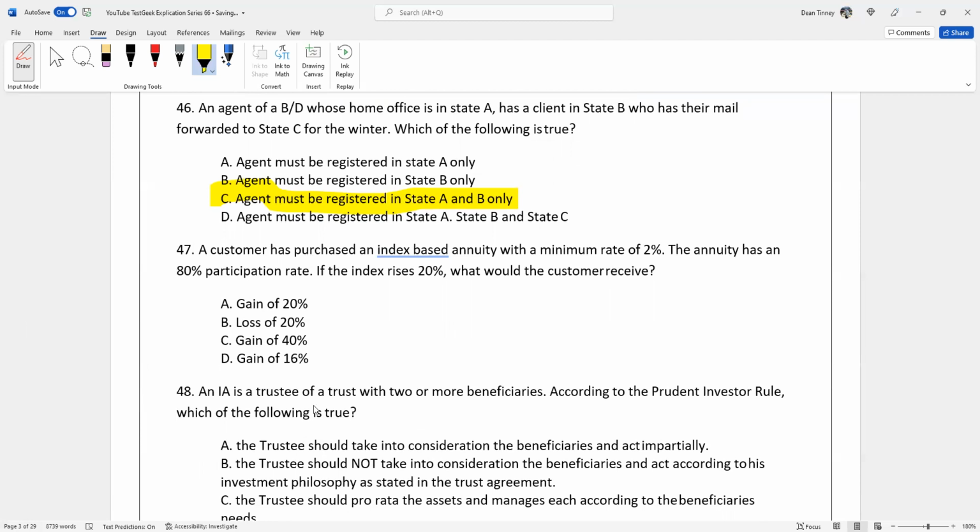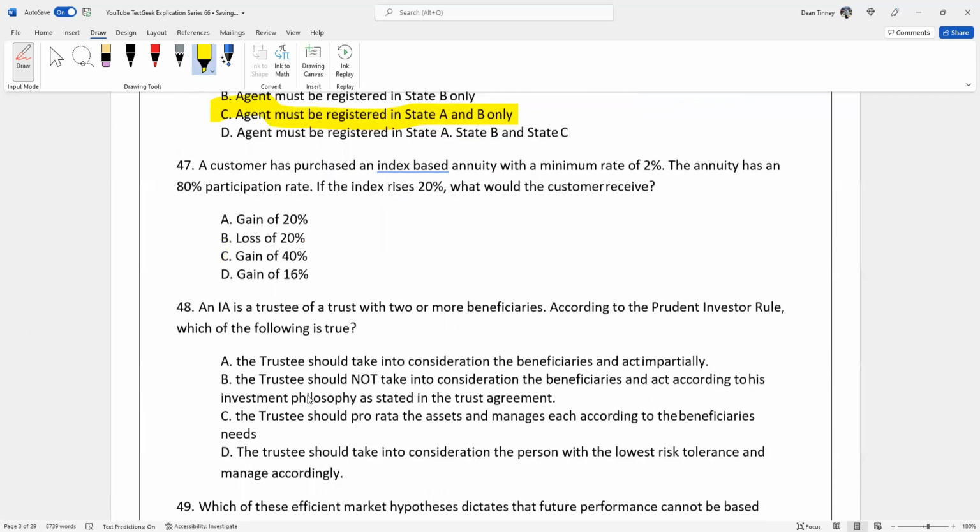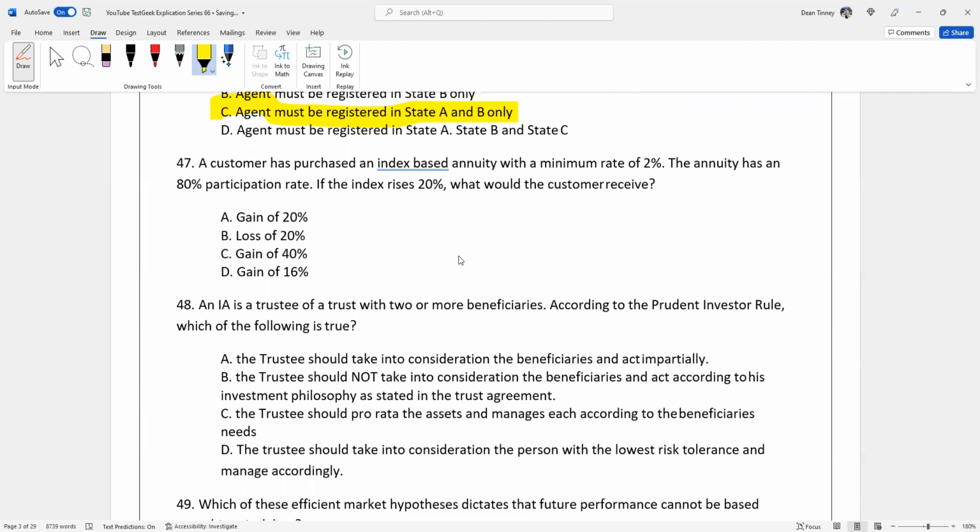47, an investor has purchased an index-based annuity with a minimum rate of 2%. So under no circumstances am I going to get less than 2%. By the way, since I can't lose money, this index-based annuity is considered to be not a security, because I don't have capital risk. The annuity has an 80% participation rate. If the index rises 20%, what would the customer receive?